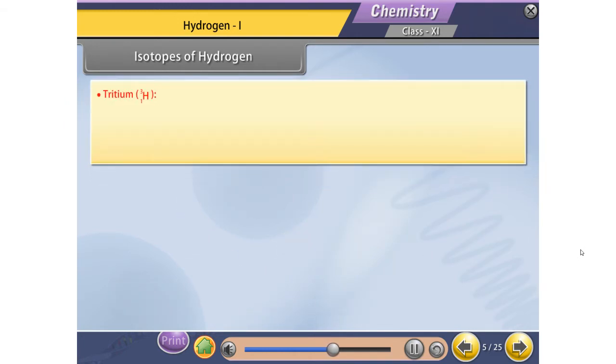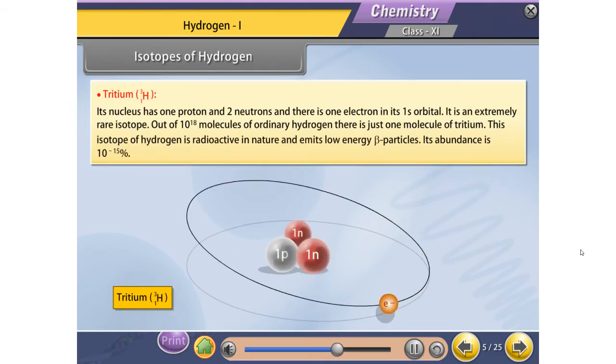0.0156%. Tritium. Its nucleus has 1 proton and 2 neutrons and there is 1 electron in its 1s orbital. It is an extremely rare isotope. Out of 10^18 molecules of ordinary hydrogen, there is just 1 molecule of tritium. This isotope of hydrogen is radioactive in nature and emits low-energy beta particles. Its abundance is 10^-15 %.